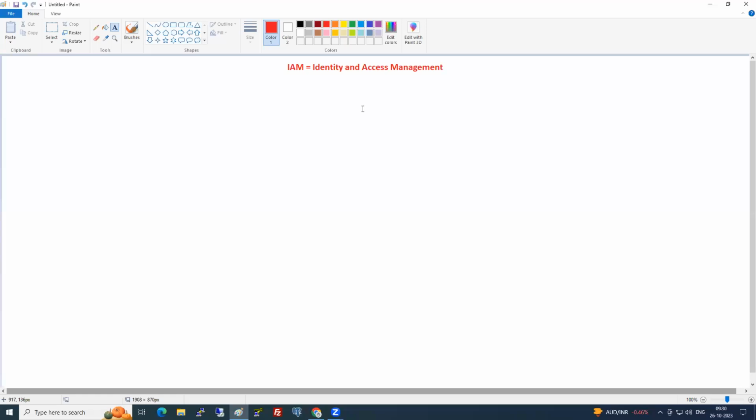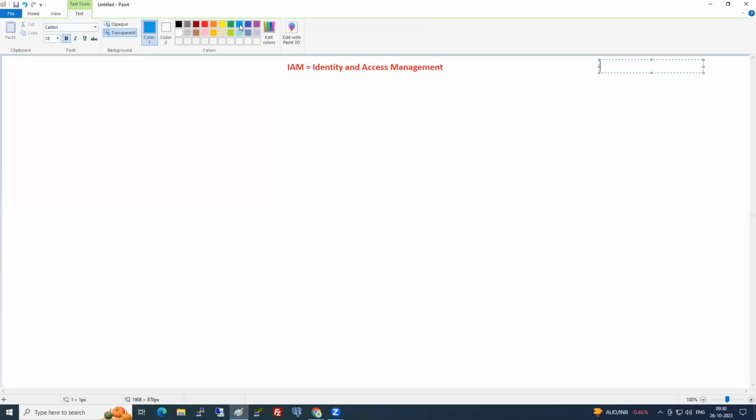Identity and access management. How many types of accounts are there? Two types. What is the first account we have? Root account. We have a root account.